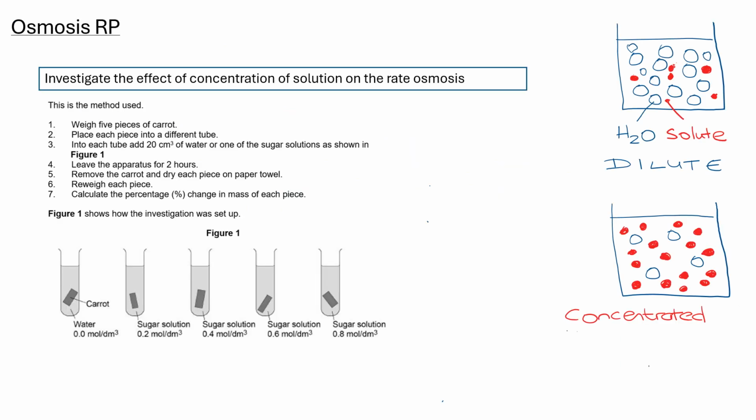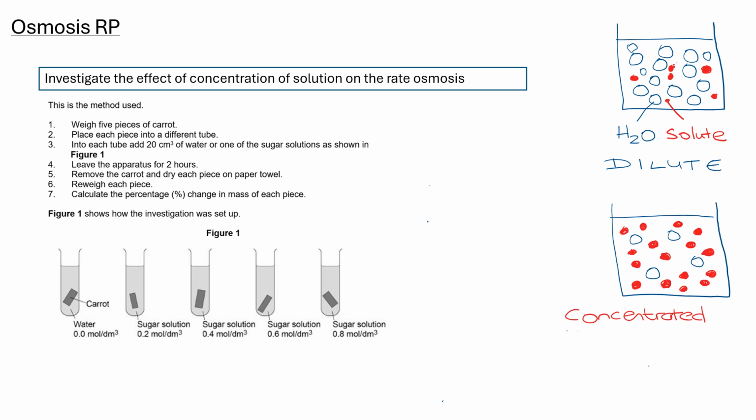This required practical investigates the effects of osmosis on plant tissue, and by the end of this you should be able to describe how to investigate the effect of concentration of solution on the rate of osmosis, how to calculate percentage mass change, and how to identify the concentration of cell sap inside the plant cells.